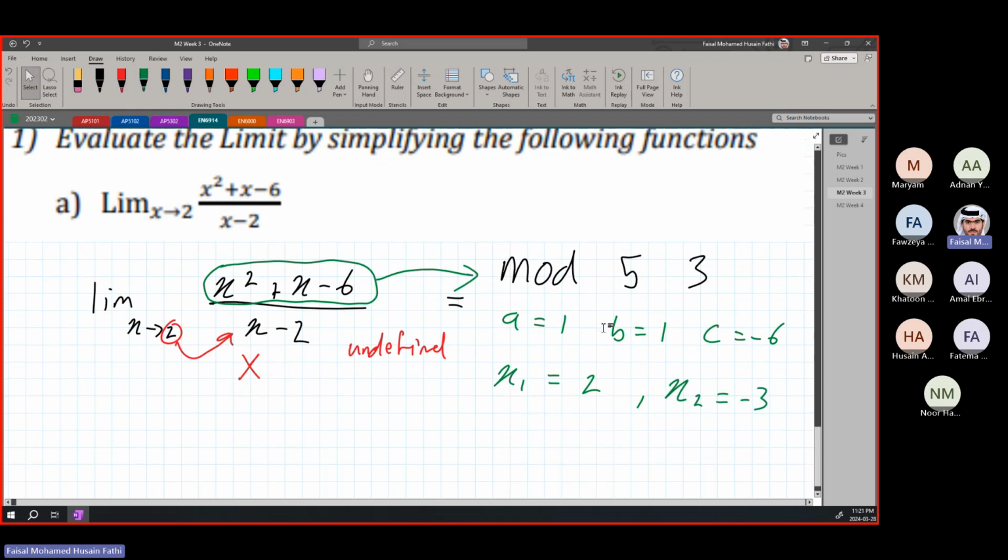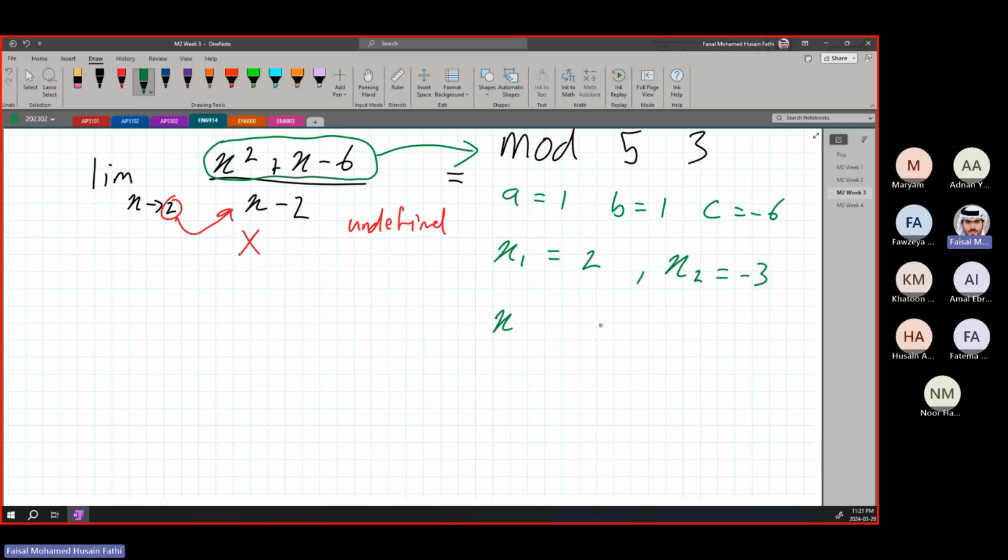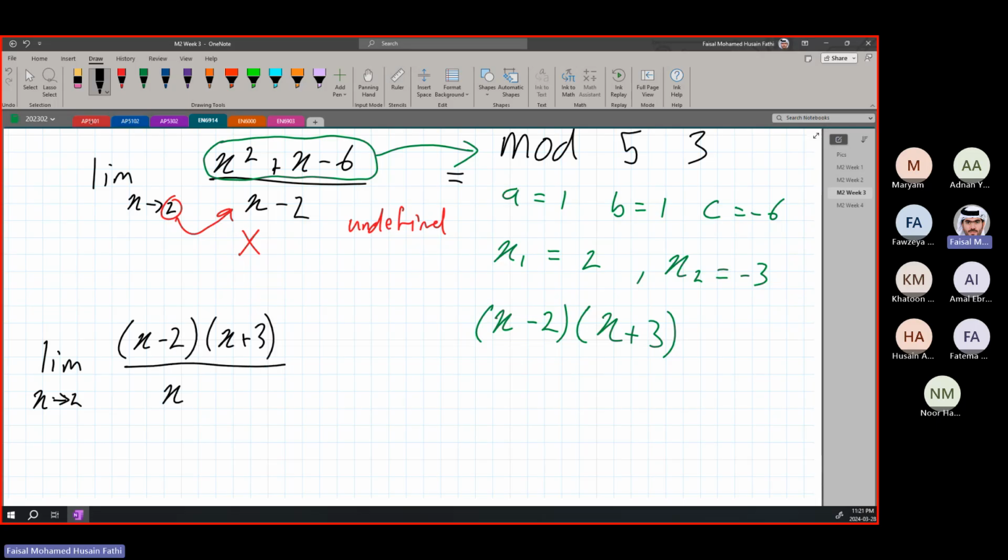So if we want to write this as a factor, it will be x minus 2, remember we take the opposite sign of the solution, times x minus 3, so we take plus 3. And that's how we factor the above part. So now if we rewrite the limit as x tends to 2, it's going to be x minus 2 into x plus 3 divided by x minus 2.